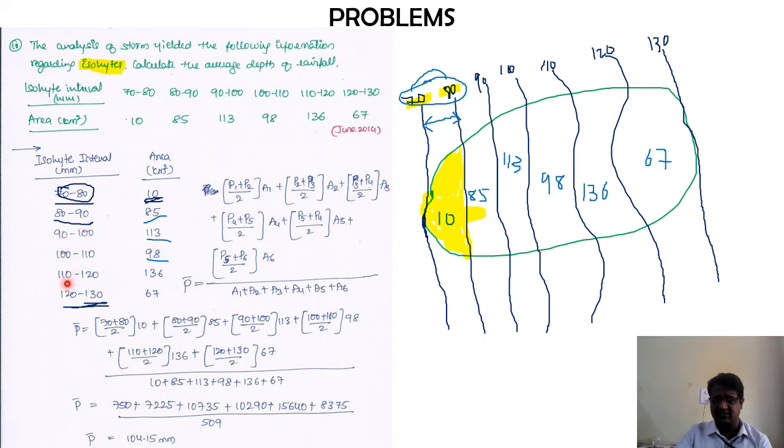Because one iso height is again linked with the second term which is going to come there. So here it will be P1 and P2. Similarly, for the second term, it will be P2 and P3, that is 80 and 90. So I'll do 80 plus 90 divided by 2, that is the average rainfall occurring over there, multiplied by the effective area.